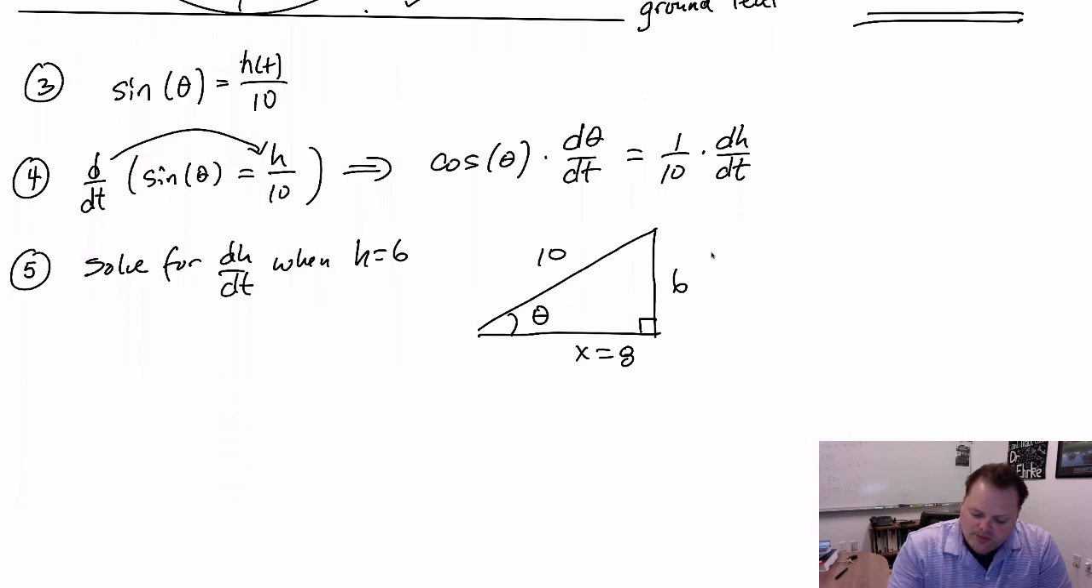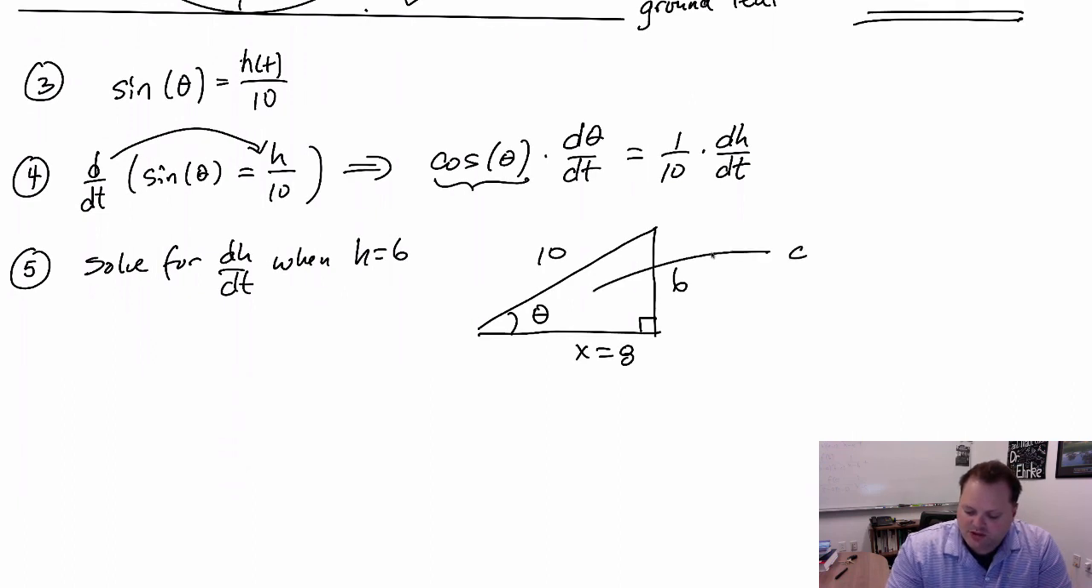I know that I'm going to have to plug in something for cosine theta, and so on this triangle, cosine theta is adjacent over hypotenuse. The adjacent side is 8, the hypotenuse is 10. So when I go to plug something in for cosine theta, I should plug in 8/10.